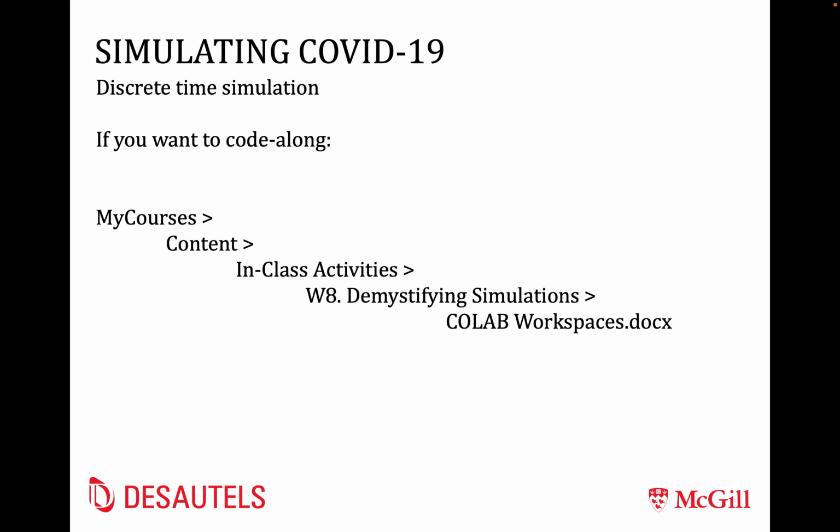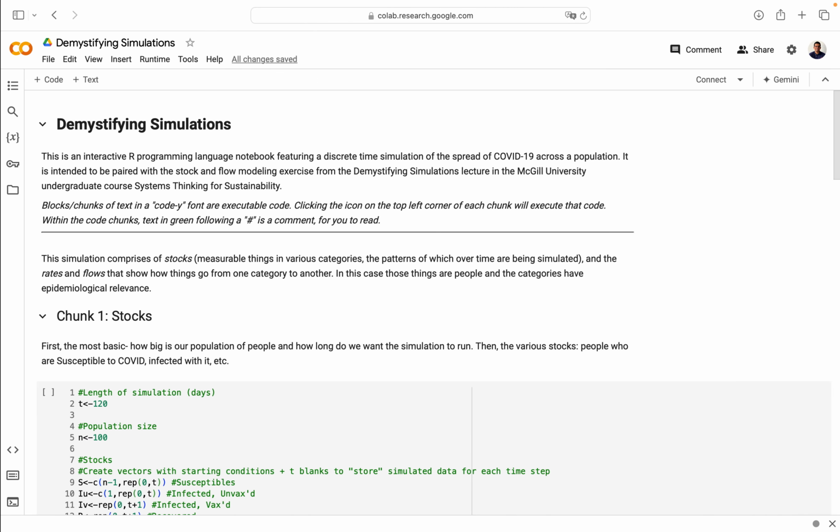Now, like I said, for those of you who want to code along, I have created an online programming workspace for each of you. If you follow this path, you'll find a document with your names on it, and each name is associated with a link. Click on the link, and you will get to Google Colab, which is where we are going to do our coding. You should get to something that looks like this. This is a Colab notebook with the R programming language.